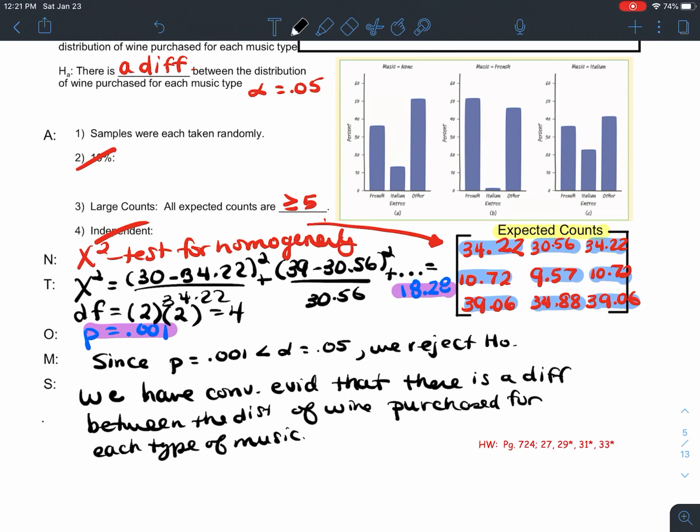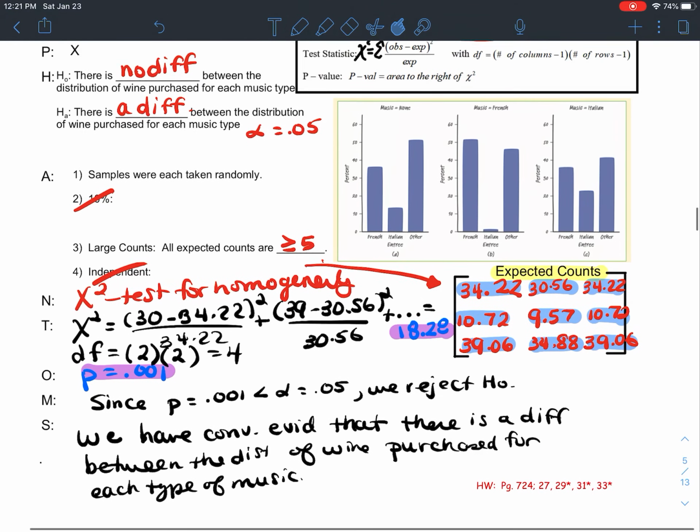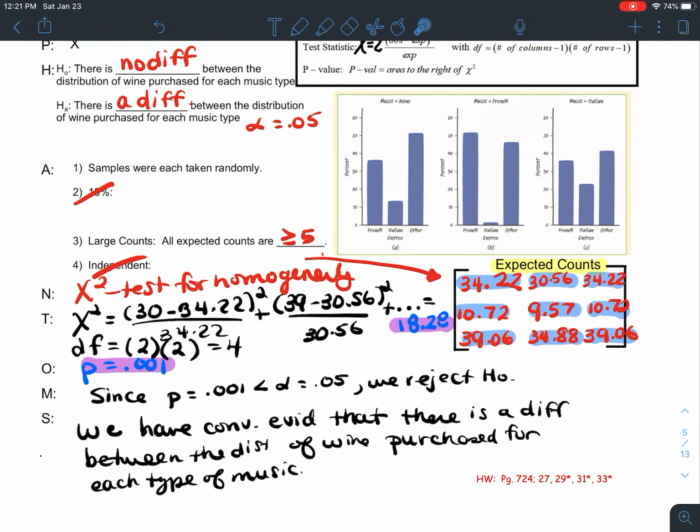That's how you would run it on the calculator, and I would actually encourage you to use that feature where you're putting observed counts into matrix A and expected into matrix B. But do go ahead and write the first couple of entries here so the graders can see that you understand the formula. Here are a few problems for you to try that go along with this video.